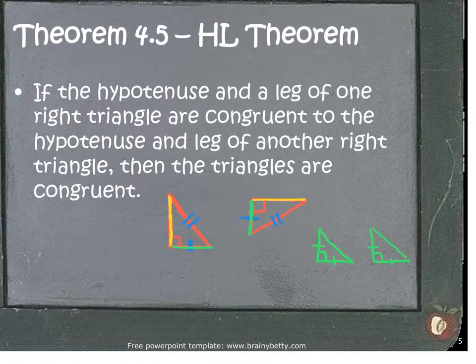So it doesn't matter which way they're rotated, as long as you can prove to me that one of the legs, one of the ones that's touching the right angle, matches another one that is touching the right angle, and the hypotenuse matches the hypotenuse, then these triangles are guaranteed to be congruent.